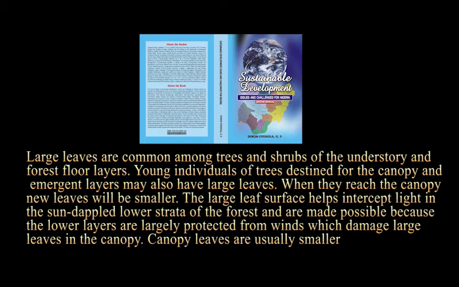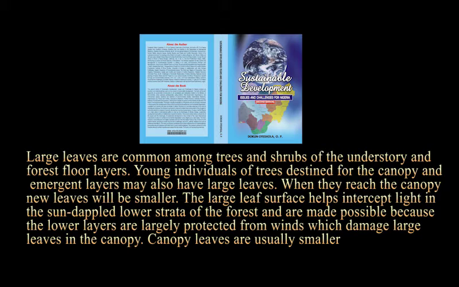Large leaves are common among trees and shrubs of the understory and forest floor layers. Young individuals of trees destined for the canopy and emergent layers may also have large leaves. When they reach the canopy, new leaves will be smaller. The large leaf surface helps intercept light in the sun-dappled lower strata of the forest and are made possible because the lower layers are largely protected from winds which damage large leaves in the canopy.